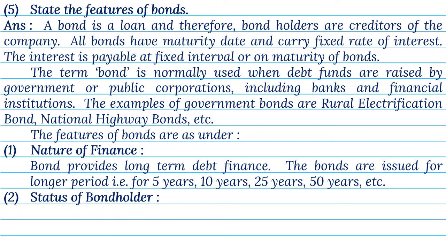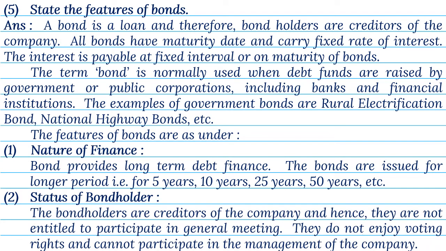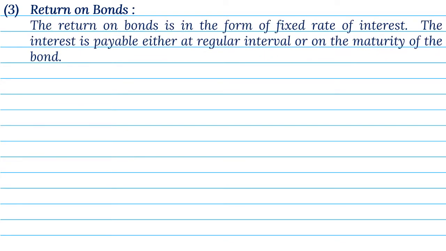2. Status of bondholder. The bondholders are creditors of the company, and hence, they are not entitled to participate in general meeting. They do not enjoy voting rights, and cannot participate in the management of the company. 3. Return on bonds. The return on bonds is in the form of fixed rate of interest. The interest is payable either at regular interval or on the maturity of the bond.